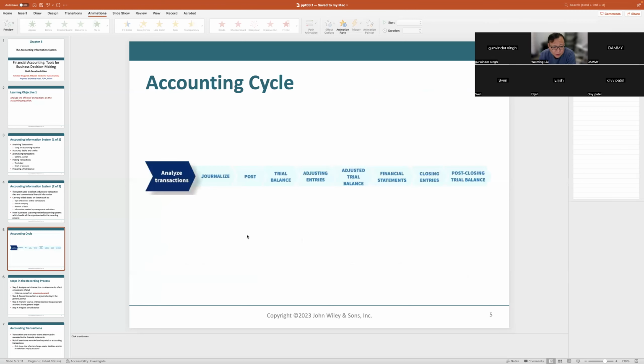In the accounting cycle, starting from the very beginning, you analyze the transaction, and then you make the accounting journal entry, and then you post it to the ledger, to the accounts, and then you come up with the trial balance. Okay, so in chapter 3, we are dealing with the first 4 elements. That's chapter 3.